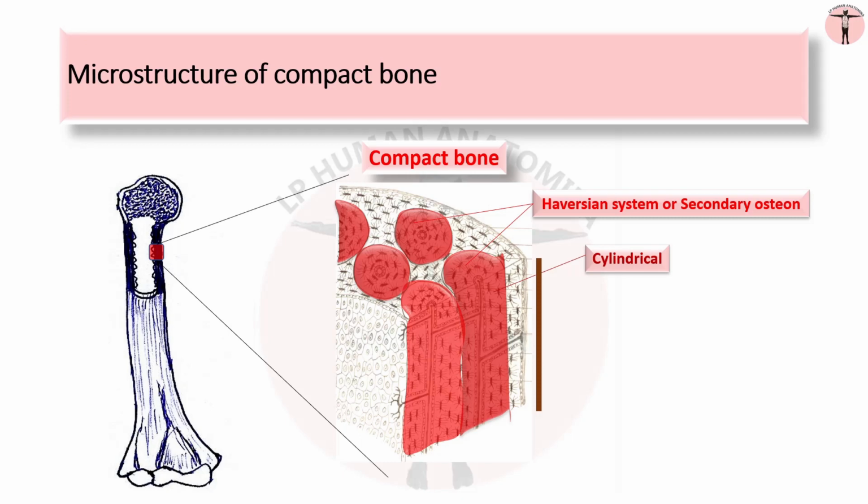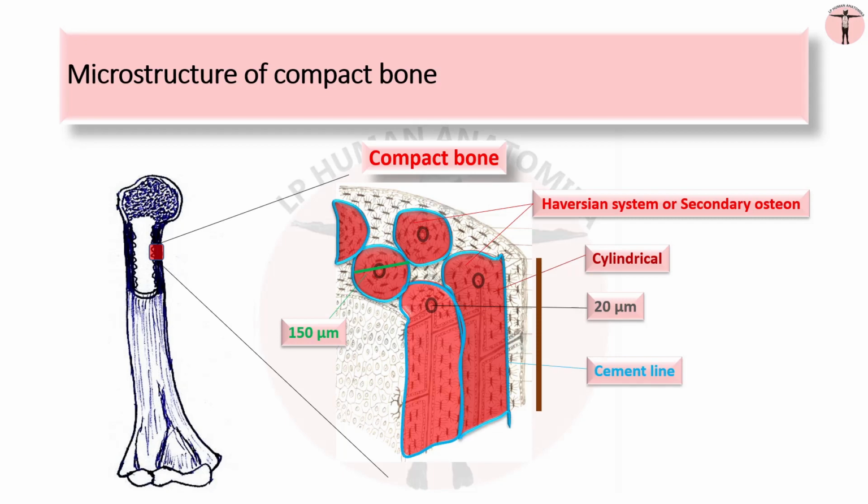Each Haversian system is about 150 micrometers in diameter and the central canal about 20 micrometers in width. Each Haversian system is demarcated from the neighboring systems by a refractile line called the cement line, which consists of modified matrix, strongly basophilic and devoid of collagen fibers.